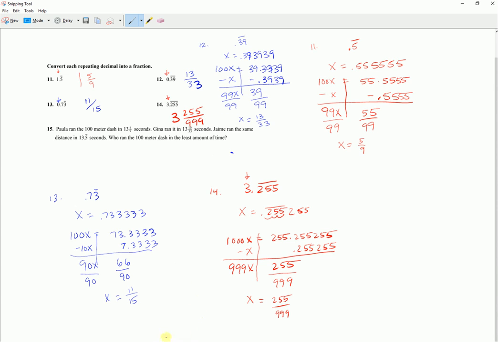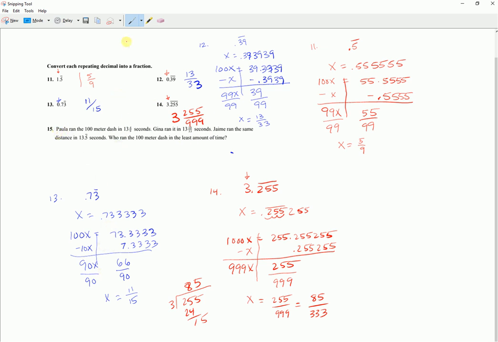Well, heck, I should probably figure out what it reduces to. So 255 is divisible by 3, so that goes in 85 times, and 999 goes in 333. So this is going to be 85 over 333. I think that's still the same thing. And 8 plus 5 is 13. That won't work. All right, so I think it's as good as it's going to get. All right, and let's see. So we're done with 14.